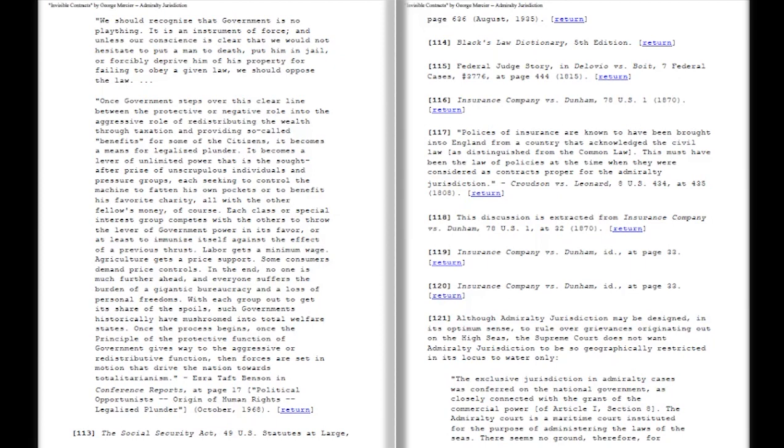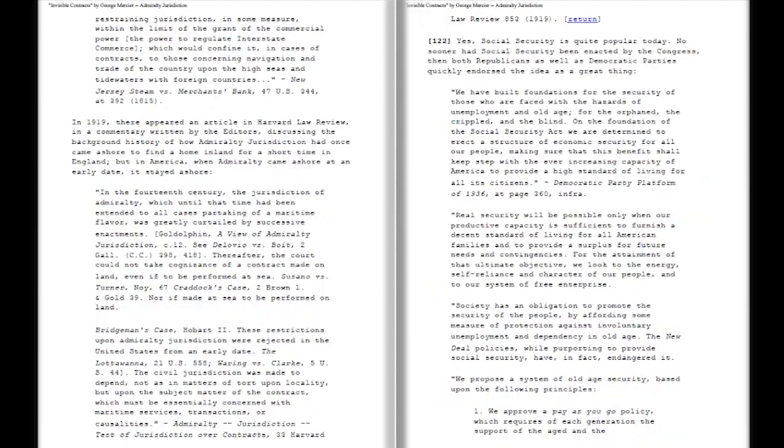The Admiralty Court is a maritime court instituted for the purpose of administering the laws of the seas. There seems no ground, therefore, for restraining jurisdiction, in some measure, within the limit of the grant of the commercial power, the power to regulate interstate commerce, which would confine it, in cases of contracts, to those concerning navigation and trade of the country upon the high seas and tidewaters with foreign countries. New Jersey Steam vs. Merchants Bank, 47 U.S.